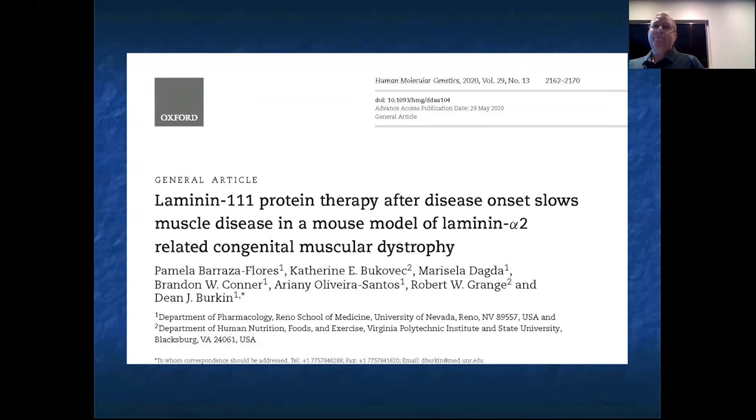Okay. And I had a question too. At what age did you apply it? Did we treat? Yeah, these were all treated at about 10 days of age for a mouse.